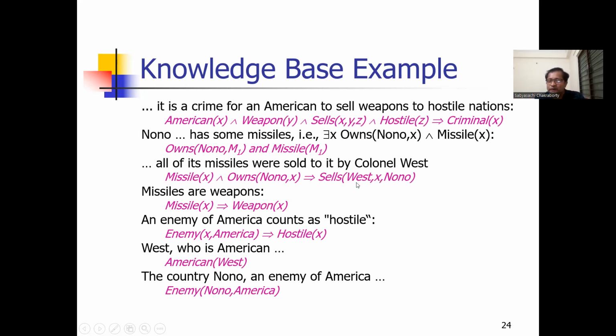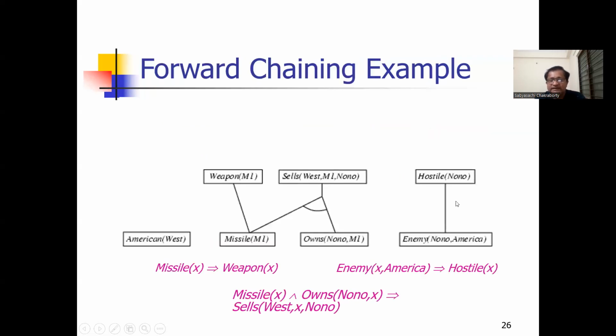Nono is a country. X is a weapon. West is a person. West sells a weapon X to the country Nono. Now the thing changed because the value of X has become M1. So West is a person that sells M1 to Nono. That is an implication, because from where Nono got M1, it can solely get from West. So these two premises are combined to form this conclusion. And we have missile M1 is a weapon.